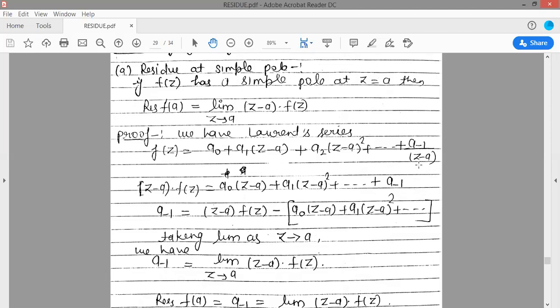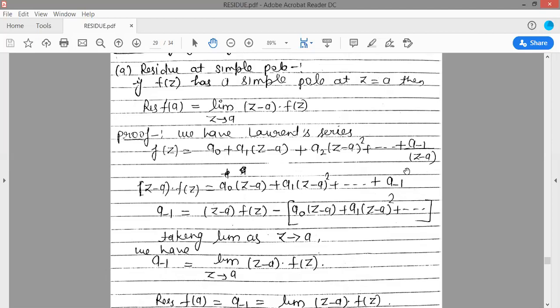If you have a function f(z) and you are defining a pole of order m, that means a_{-m} does not equal 0, but a_{-m-1}, a_{-m-2}, all further coefficients will be 0. Then you can say that there is a pole of order m. For a simple pole, m will be 1. So all other coefficients a_{-2}, a_{-3}, a_{-4}, a_{-5} and so on till infinity must be 0. So just look at here.